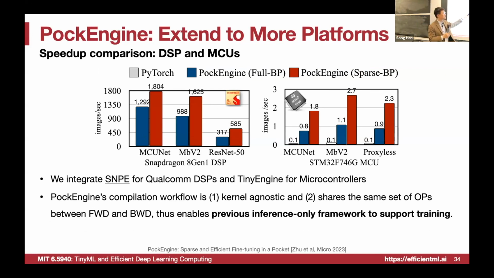And finally, DSPs and also microcontrollers, we integrated Qualcomm's Snapdragon, and also integrated with microcontrollers. So PockEngine's compilation flow is kernel agnostic and can share the same set of operators that you are using for inference. So if you have a library that supports inference, like Snapdragon or TensorRT, you can use the same set of operators for training. So basically, they are using the same operator, but from our compiler, we can reuse those operator supports to support both forward and also the backward to enable previous inference-only frameworks to perform training.